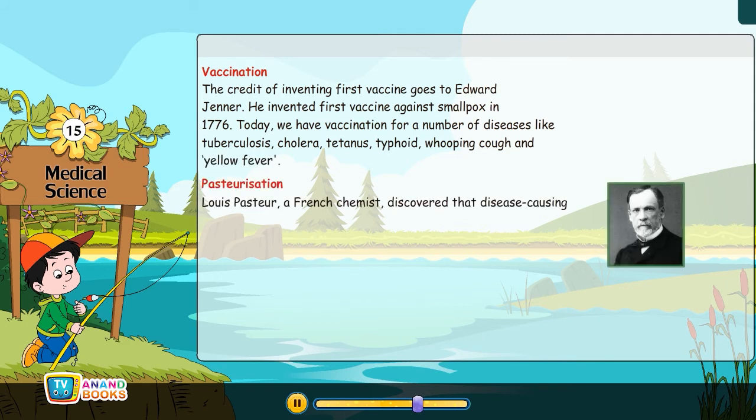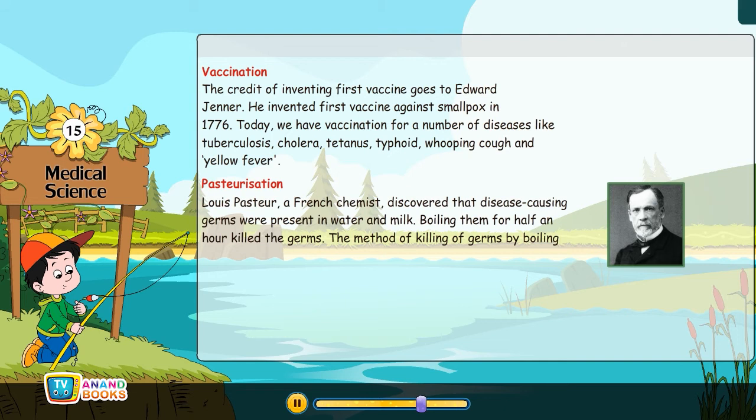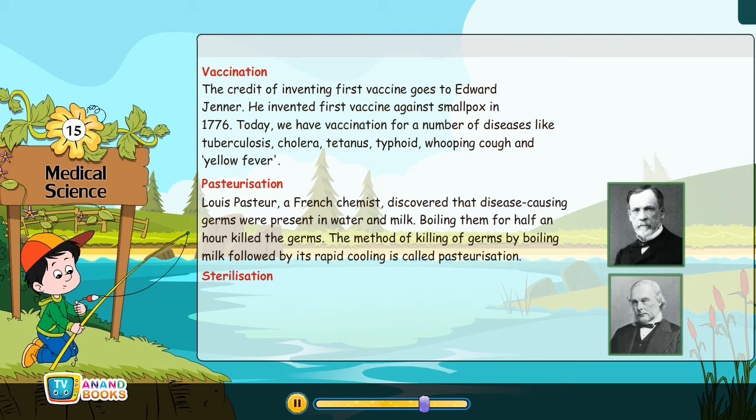Pasteurization. Louis Pasteur, a French chemist, discovered that disease-causing germs were present in water and milk. Boiling them for half an hour killed the germs. The method of killing of germs by boiling milk followed by its rapid cooling is called pasteurization.